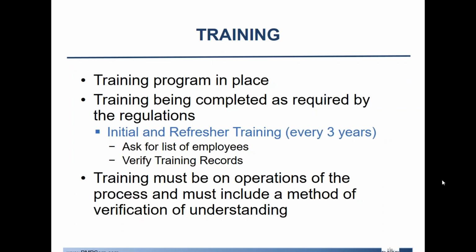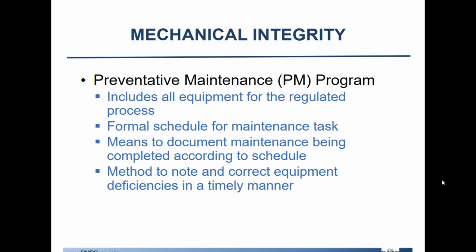The training must be on operations of the process and must include a method of verification of understanding. The next section is mechanical integrity, preventative maintenance program. It includes that for all equipment for the regulated process, there should be a formal schedule established for each maintenance task, means to document the maintenance being completed according to a schedule, and a method to note and correct equipment deficiencies in a timely manner. The inspections and testing procedures shall follow recognized and generally accepted good engineering practices.